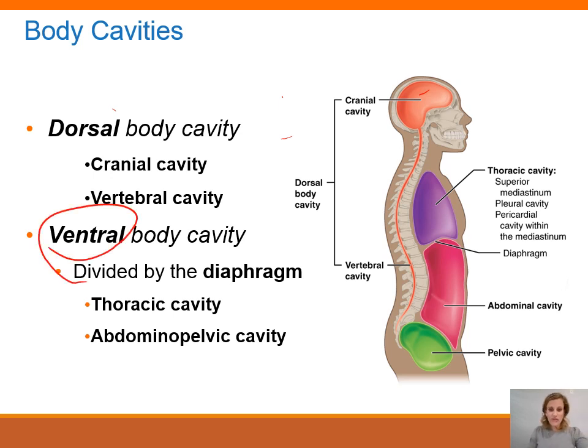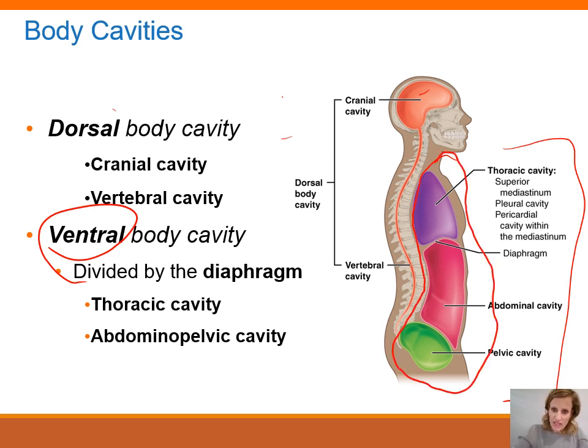Ventral, remember, refers to the belly side, right? The front side of the body. The ventral body cavity includes everything you see over here. So all of these other colors here, essentially everything in front of the spinal cord, or in front of the vertebral canal, you have the ventral body cavity.